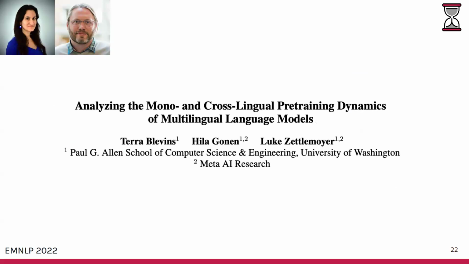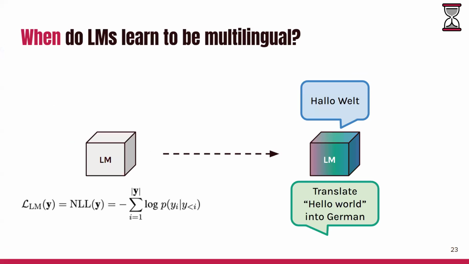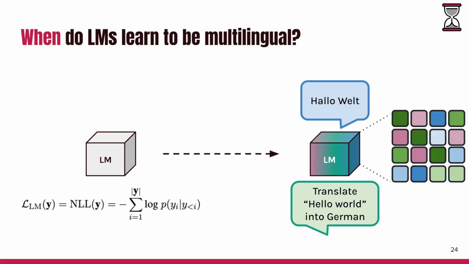So this is work from our EMNLP paper on analyzing the mono and cross-lingual pre-training dynamics of language models, done in collaboration with some of my colleagues at the University of Washington. And the question we're trying to answer here is, when do language models become multilingual, or how do they go from being randomly initialized and trained on a pretty simple training objective, right? Just trying to predict the next word in the training example, to having these complex multilingual and cross-lingual skills, such as translation or cross-lingual transfer.